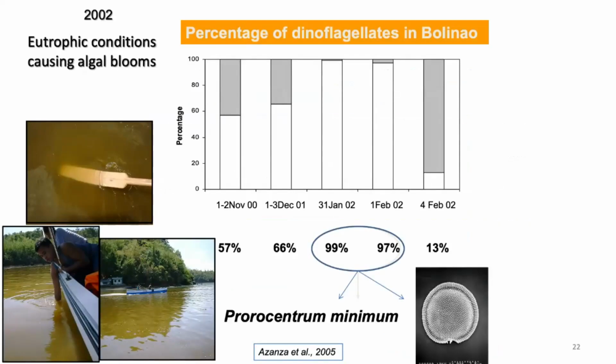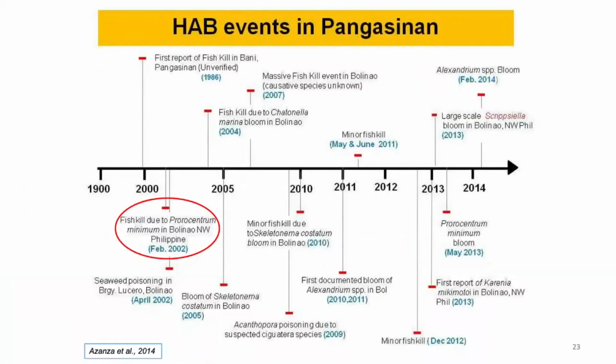During the massive fish kill in 2002, the bloom that caused brown coloration was from a plankton called Prorocentrum minimum, which comprised 99% of the dinoflagellates in the water column during that time. This is a timeline to show the frequent occurrence of algal blooms in Bolinao and its surrounding waters over the years. And to this day, blooms still occur.